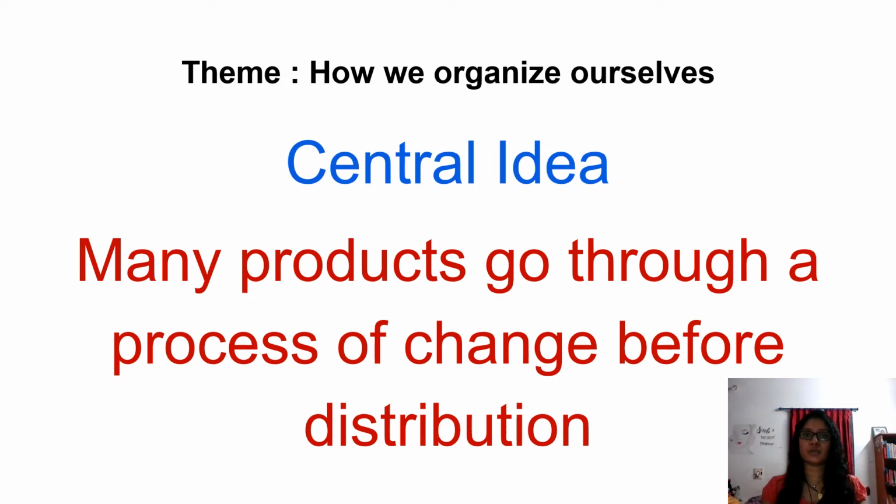Somehow it has to be a product. So those products have to go through a process of change before distribution. Before you give it out for distribution, it has to face a lot of changes. So this is what we are going to learn in this unit, and this comes under how we organize ourselves. And there is a reason, because this is a kind of organizing, right? As soon as you make a product, you cannot distribute it or give it to the consumer who is going to consume it, right? So there are different stages in that, right?